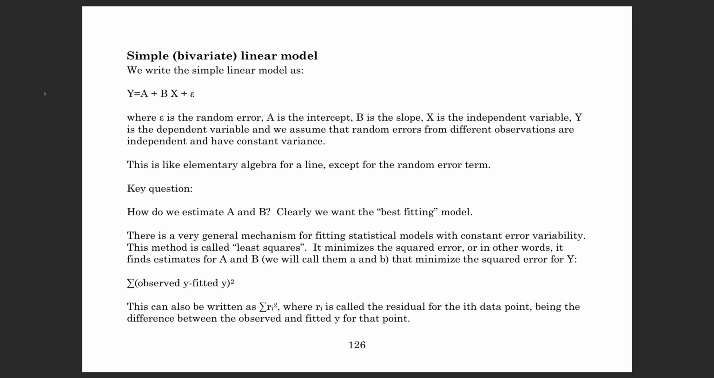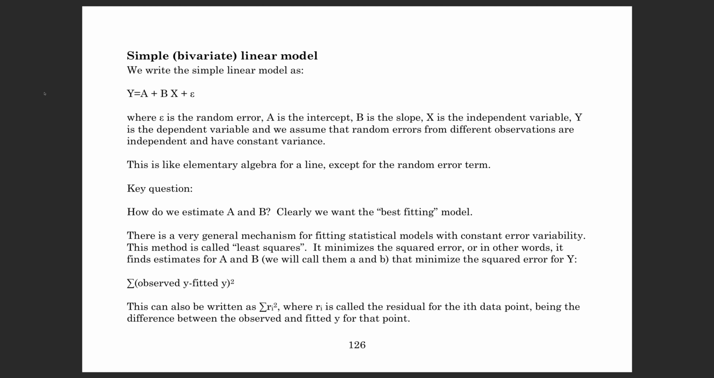It turns out that if we have this constant error variability that we just said we will assume, and independent errors, there is a very general approach called least squares. This minimizes the squared errors. In other words, we're going to find estimates for capital A and B, and to avoid confusion, we call the estimates little a and little b. So capital A and capital B are the true values, and little a and little b are the estimates. We're going to find little a and little b that minimize the squared error for y.